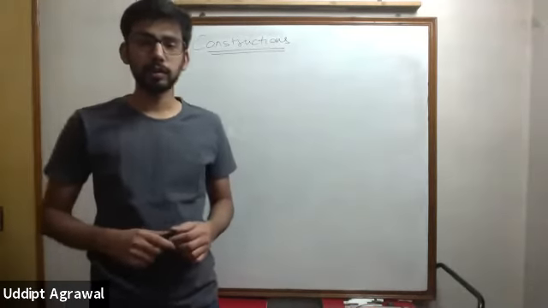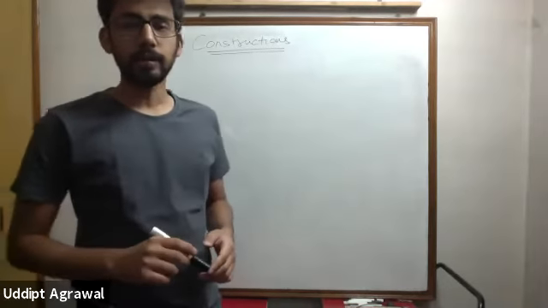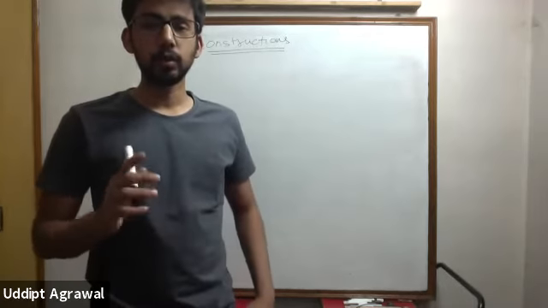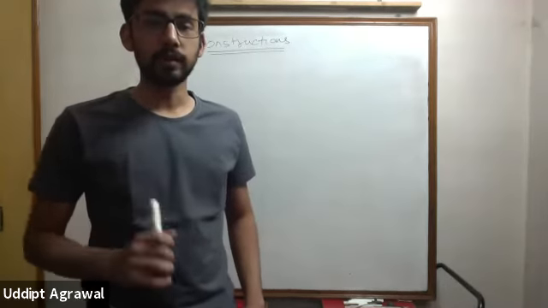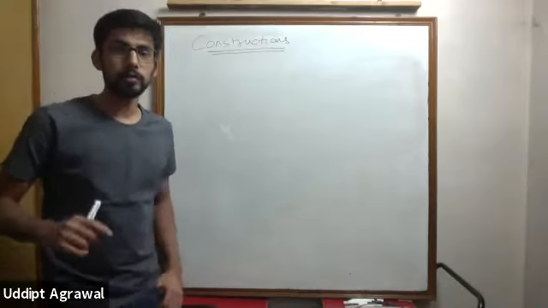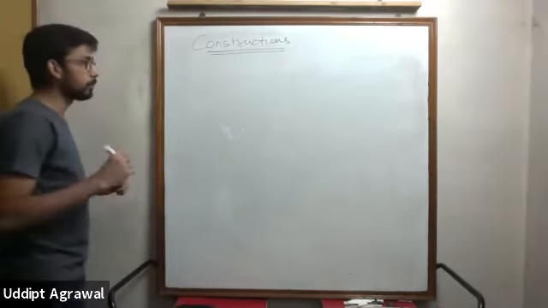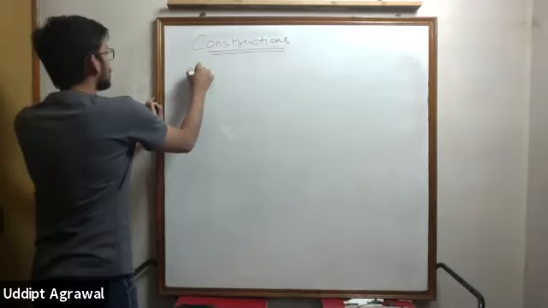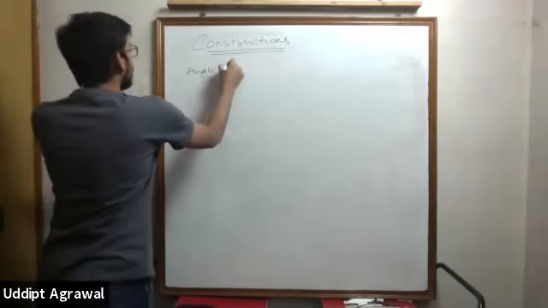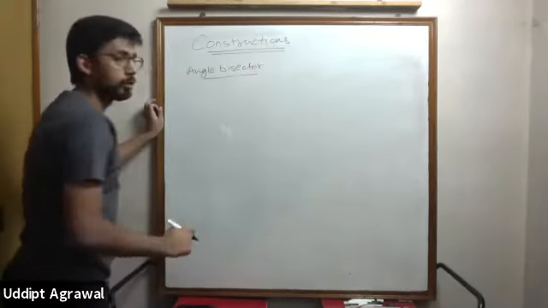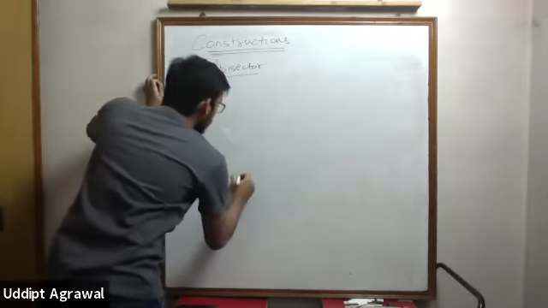Hello, today we are doing constructions and we are looking at the steps to make an angle bisector and why those steps give us a valid construction, meaning why those steps make an angle bisector. The reason behind this, we are going to prove it. So, angle bisector. First we look at the steps that we do to make an angle bisector.